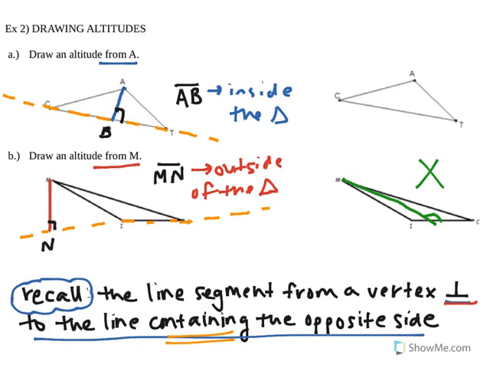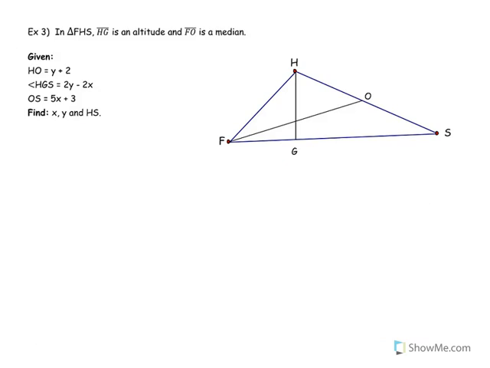If we look, you can even tell this is not perpendicular, okay? So this is an example where we have to extend those lines in order to be able to draw the altitude. Finally, we're just going to do one quick example with algebra.